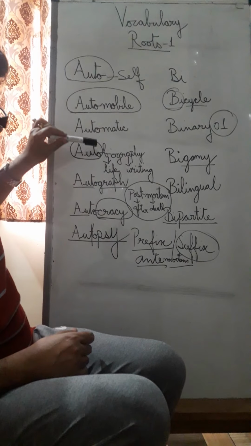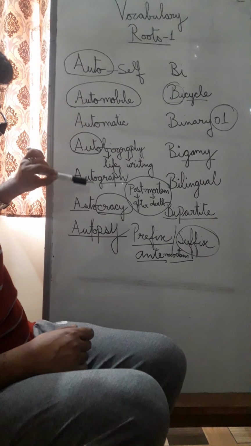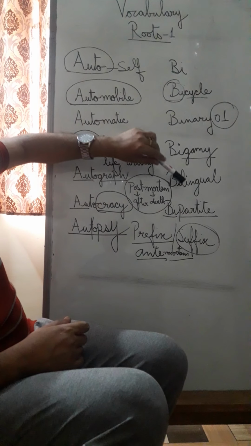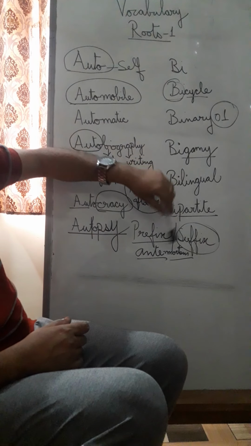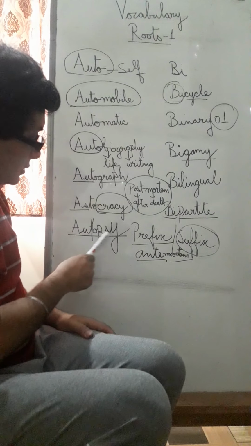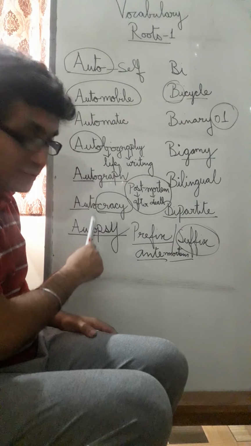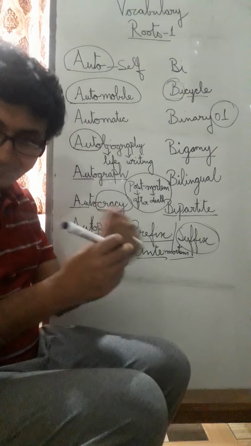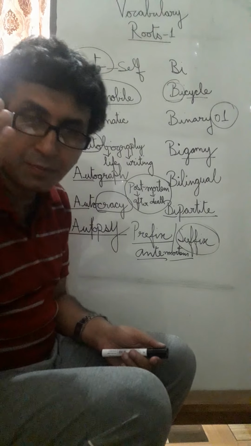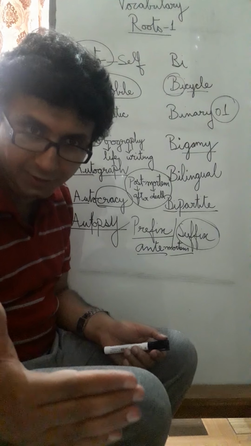Automobile, automatic, autobiography, autograph, autocracy, autopsy. Bicycle, binary, bigamy, bilingual, bipartite, and antemortem, postmortem. Alright? And here autopsy does not function on the root auto. Autopsy means a post-mortem surgical operation on a dead body.